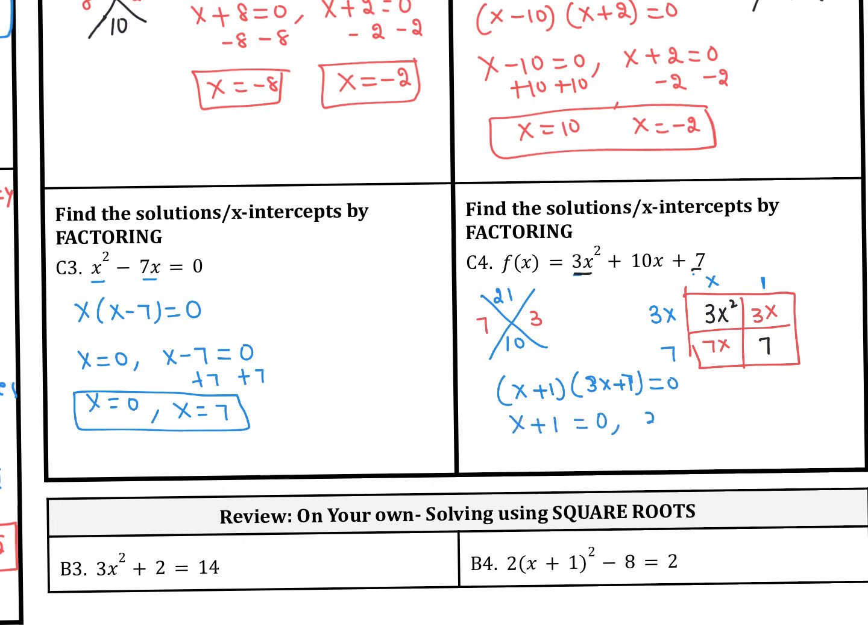Put them equal to 0 one by one to solve for x. In this one, x is negative 1. Subtract 7 on both sides, and you're going to get x equals negative 7 over 3.